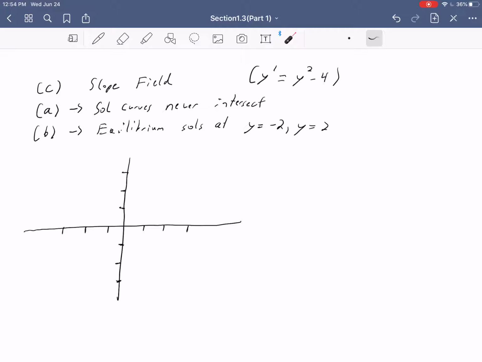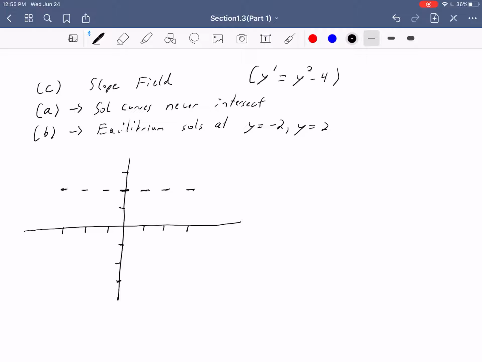Okay, so let's first talk about how we can put these equilibrium solutions on here. What this basically is telling us is that whenever y is negative 2 or 2, we know that the derivative is going to be 0. What does it mean to be a derivative of 0? Well, visually, we would draw a derivative of 0 to be a horizontal line. So at something like y equals 2, anytime y is equal to 2, we have horizontal slopes there.